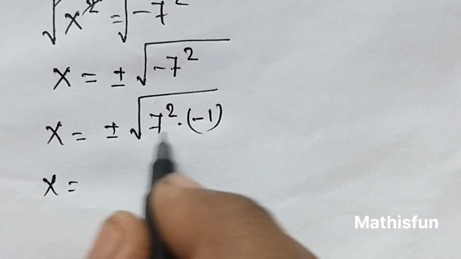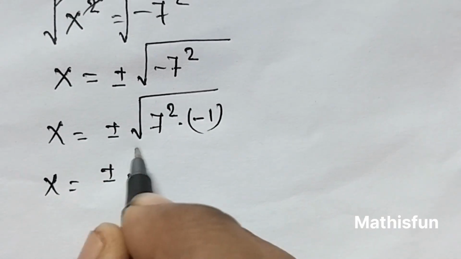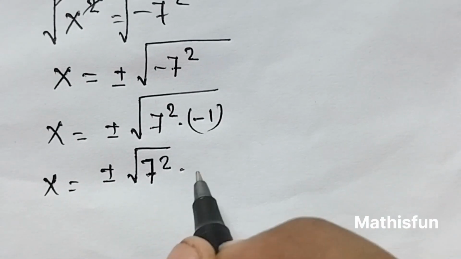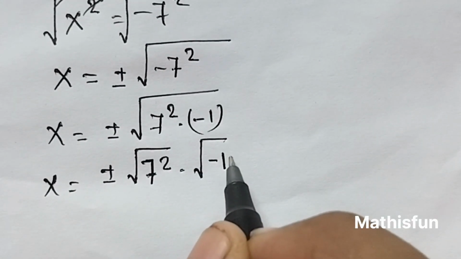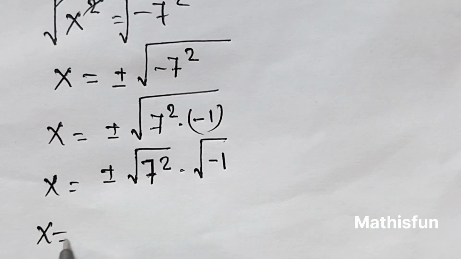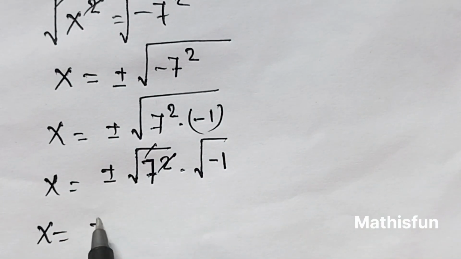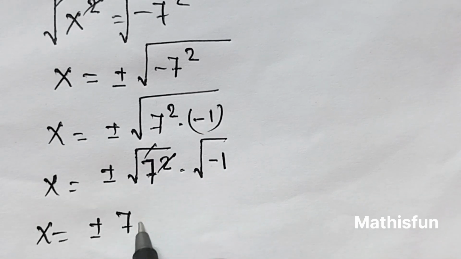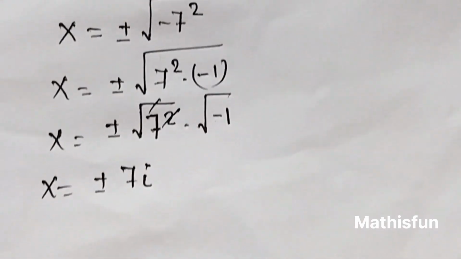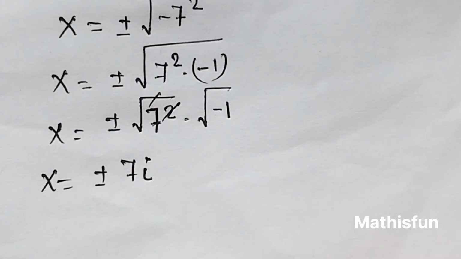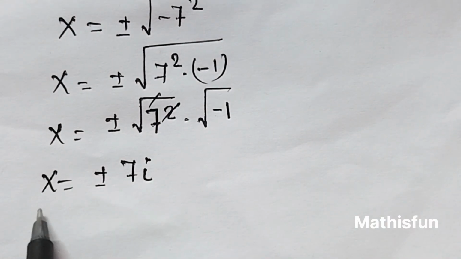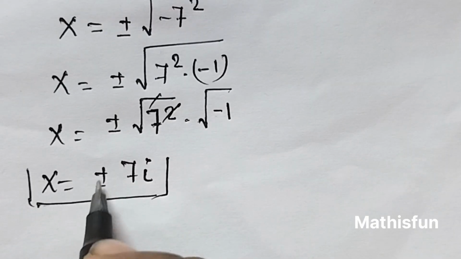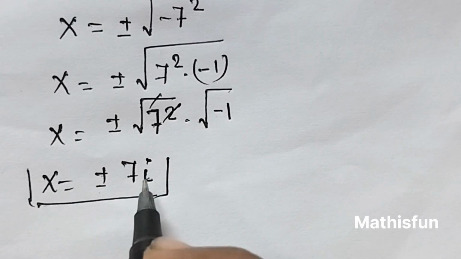Now we will separate this. So this becomes 7 square under root minus 1. So x is equal to, the square root cancels the square, we are left with 7 under root minus 1, which is i. So we got two complex solutions, that is plus minus 7i.